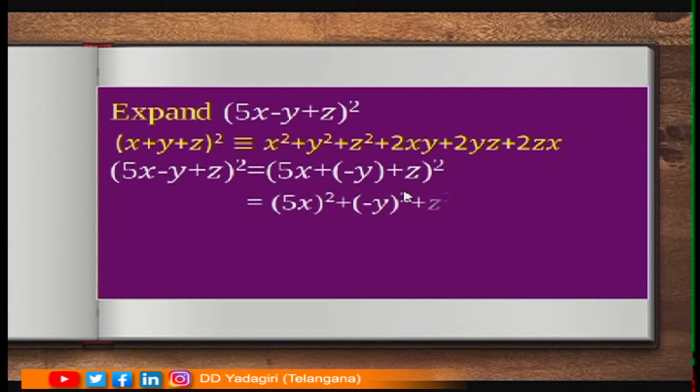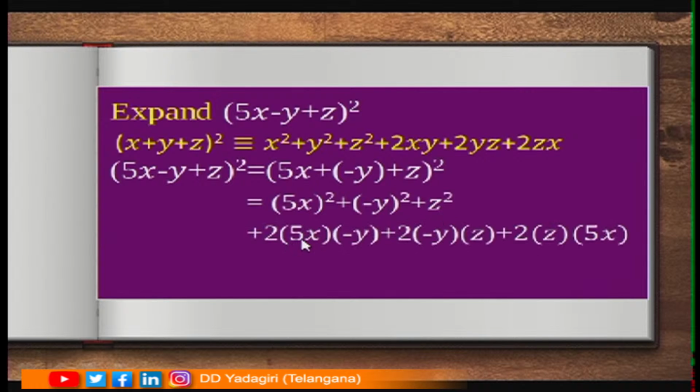When you use the result, it is going to be 5x whole square plus minus y whole square plus z square plus 2xy. Here x is 5x, y is minus y. So, 2 into 5x into minus y, 2 into minus y into z, plus 2 into z into x, where x is 5x. So, 5x whole square is 25x square, minus y whole square is y square, z square is as it is, 2 into 5 into minus is minus 10xy here, 2 into minus y into z is minus 2yz, and you get 2 into z into 5 into x as 10zx.